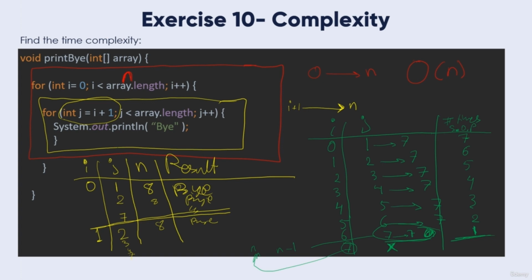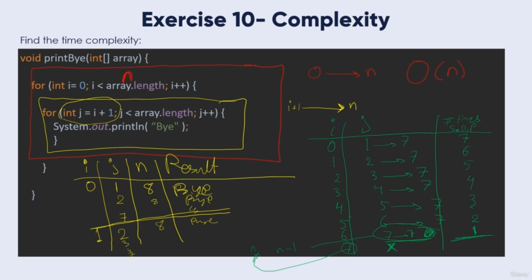Think about it. Alternatively, we can figure out the runtime by thinking about what the code means. It iterates through each pair of values i and j, where j is bigger than i. There are n squared total pairs.